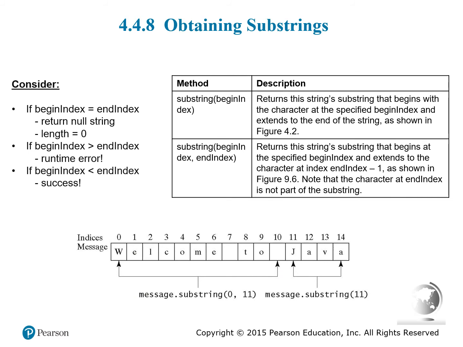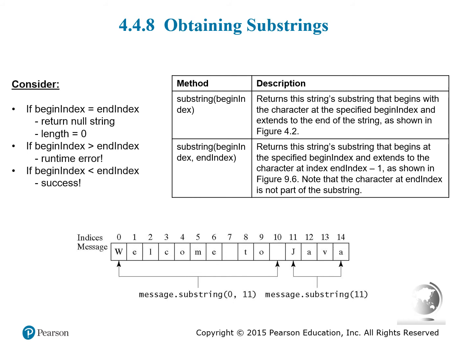We have covered how to obtain a single character from a string using the charAt method. But what if we want to obtain a substring, a series of consecutive characters from the string? To do this, we need to use the substring method. The substring method is an overloaded method. It can take one or two parameters.